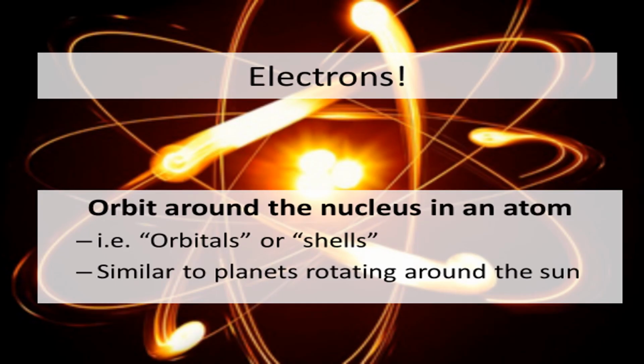Alright, let's talk more about electrons. Electrons are basically circulating around the nucleus of an atom. So they're moving quite fast. They're always moving. They have a lot of energy. And as I told you earlier, the electrons are the ones that are involved in making bonds. Later we'll talk about what types of bonds atoms make.